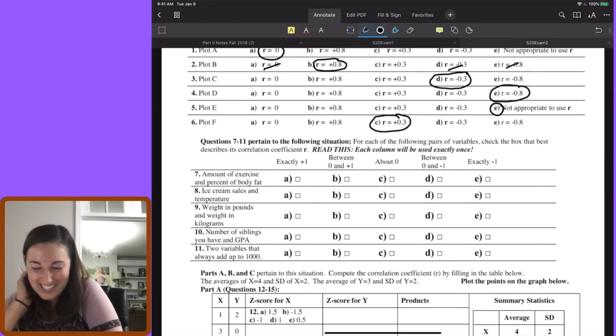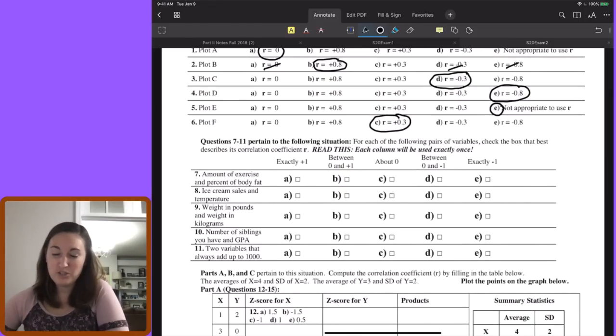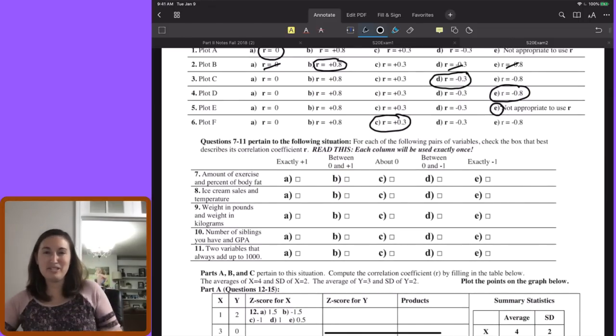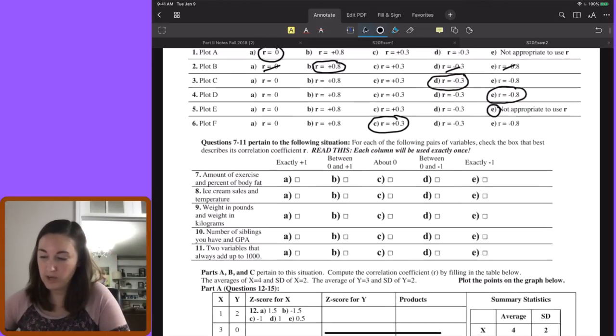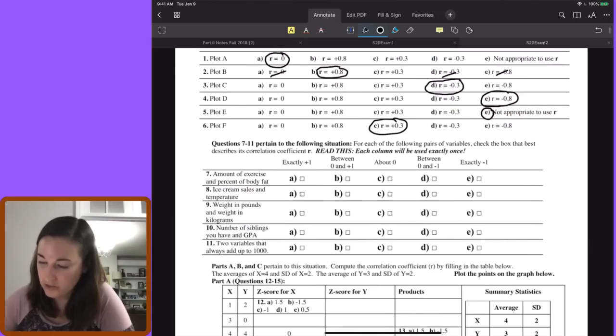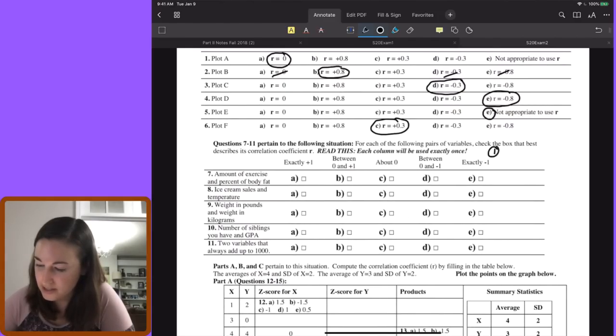All right. So if I was going to do this, I would ask myself 3 questions about each of the sets of variables. So the first question, let me see if I can write this down here. The first question we want to ask is is there a relationship? And if the answer is no, then R is probably 0.